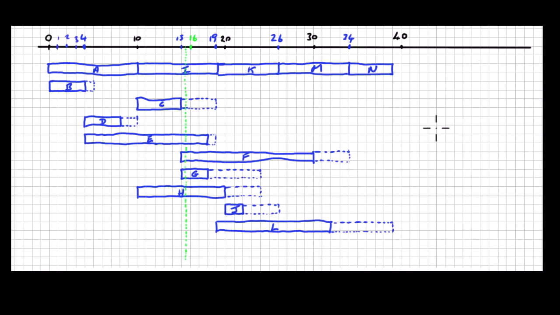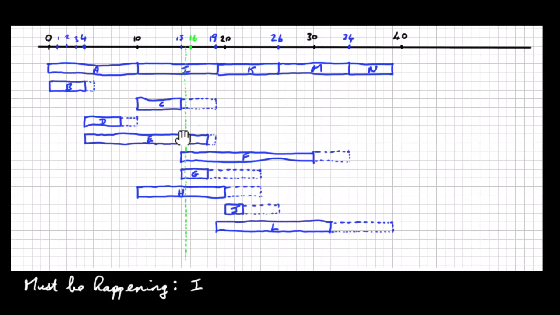So which activities must be happening? Well, I has to be happening. There's no room for I to move to the right. So I has to be happening. So, let's say, must be happening. So which activities must be happening would be I anyway.